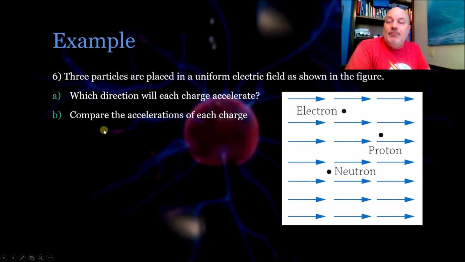Compare the acceleration of each. Well, neutron has zero acceleration, proton has acceleration to the right, electron to the left, but electron has a smaller mass. All right, so the electric force on the electron is, remember, electric force is EQ. They have the same charge, electron and proton, but the electron has less mass. So F equals ma, electron has a greater acceleration than the proton, to the left.